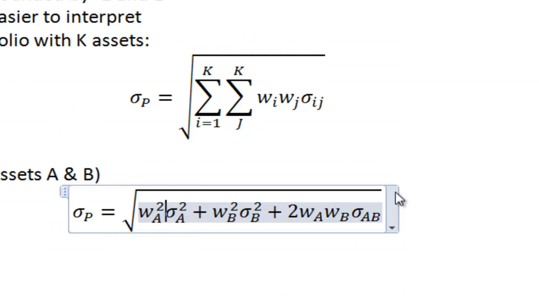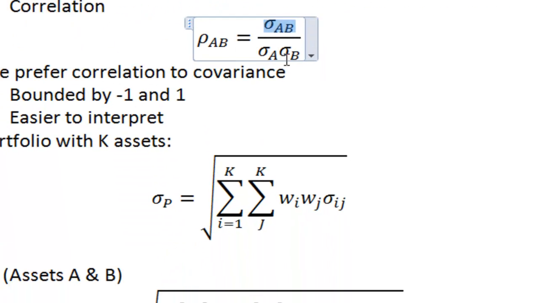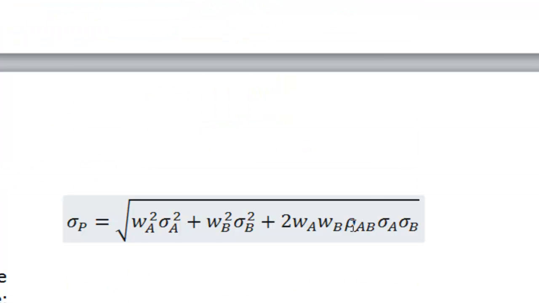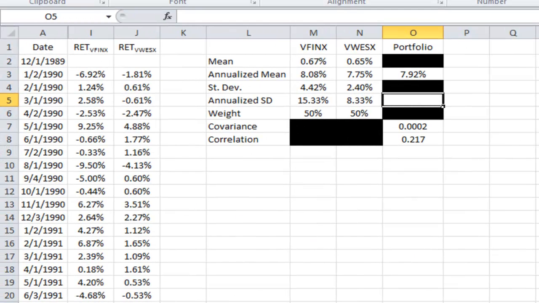The reason for that is correlation is the covariance over the product of the standard deviations. So if you multiply this by the product of the standard deviations, you're just left with covariance. Hence, we can replace covariance with the correlation times the product of the standard deviations. Either way works. It doesn't matter to me which way you choose. Okay, so let's calculate portfolio standard deviation using either of those two formulas.